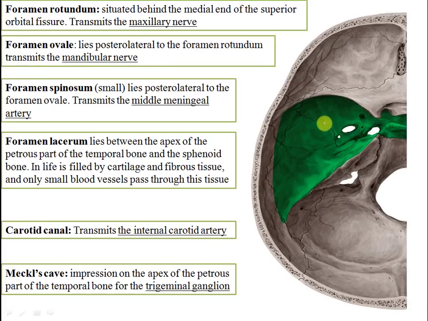Here, inside the greater wing of sphenoid, we have three important foramina running in a posterolateral direction. Here is the greater wing, and here are three foramina, three holes, arranged posterolaterally. The most anterior and most medial foramen is foramen rotundum. It's rounded, and that's why it's called rotundum. Then we have the oval-shaped foramen, foramen ovale, and finally the small foramen, foramen spinosum. We will understand why it is called spinosum later on.